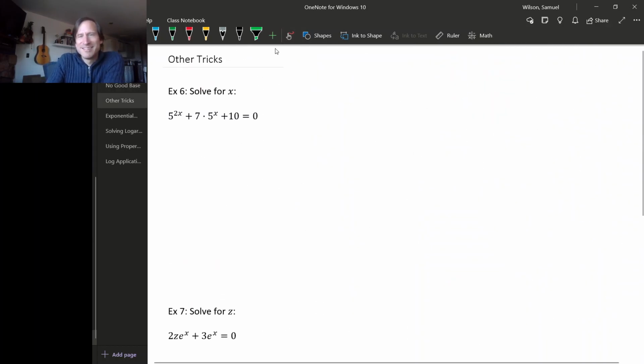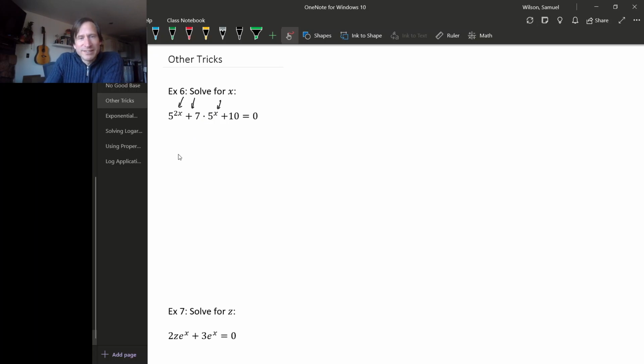There are a couple other nice tricks that show up with solving exponential equations. Here's one that math books tend to love. I'm not sure how often this shows up in applications really, but it's sort of an interesting thing to see. 5 to the 2x plus 7 times 5 to the x plus 10. It's a little hard to know where to start here because these exponents are different and there's no way to sort of get them together, because there's no sum rule for exponents.